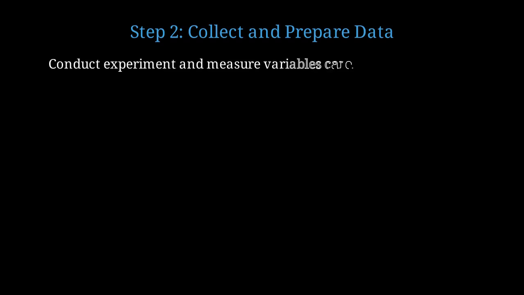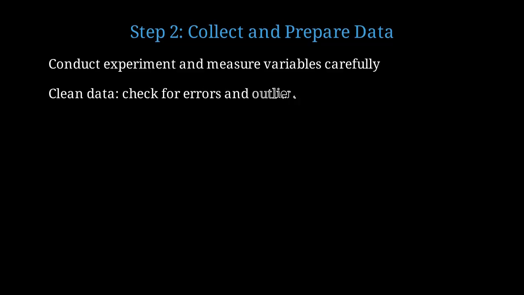The second step is to conduct the experiment and collect your data points. You need to carefully measure your independent and dependent variables. In our spring example, you'd measure different masses and the corresponding spring displacements. After collection, you must clean your data. Check for measurement errors, inconsistencies, and outliers that might skew your results.